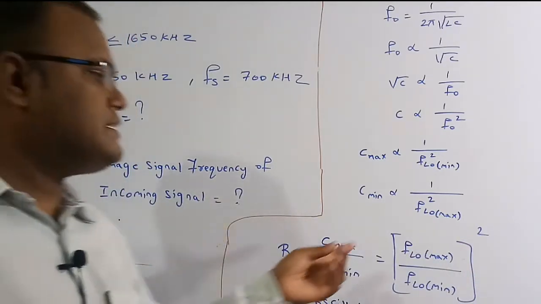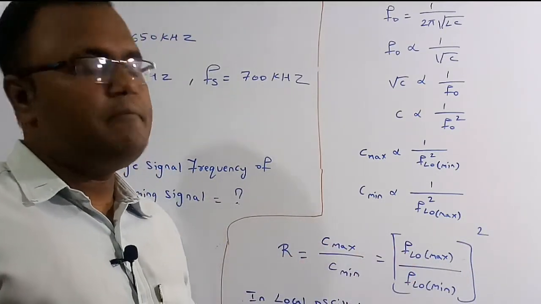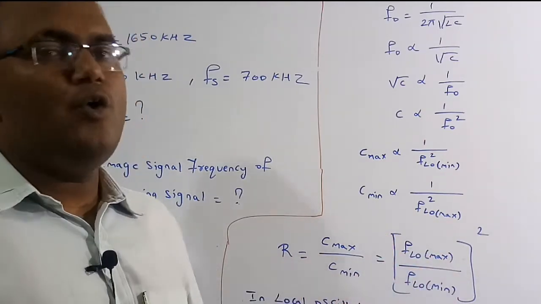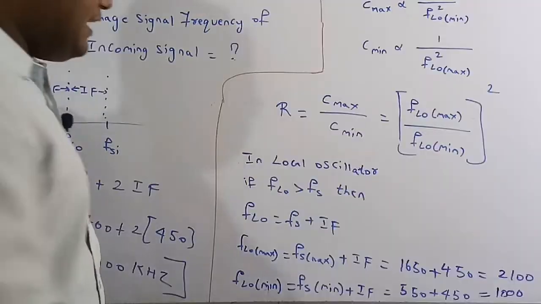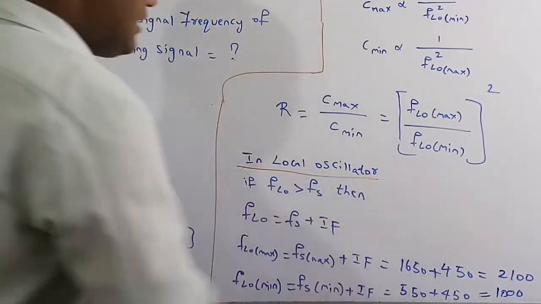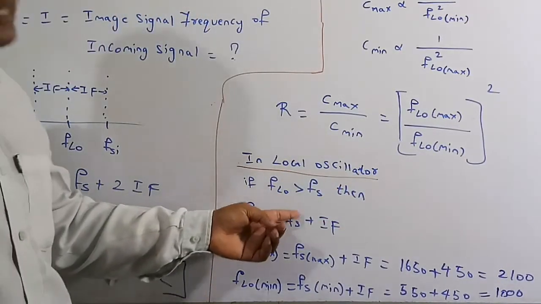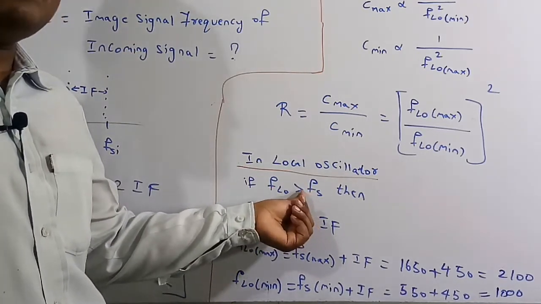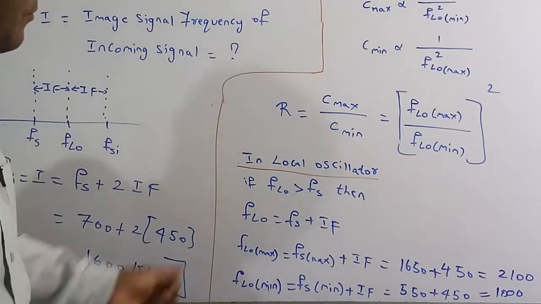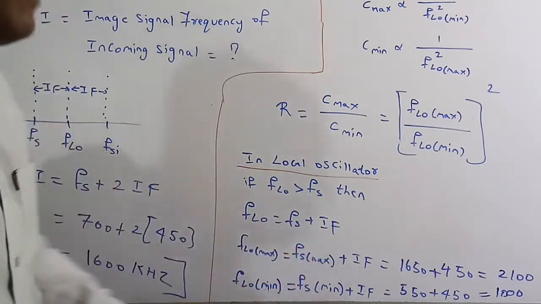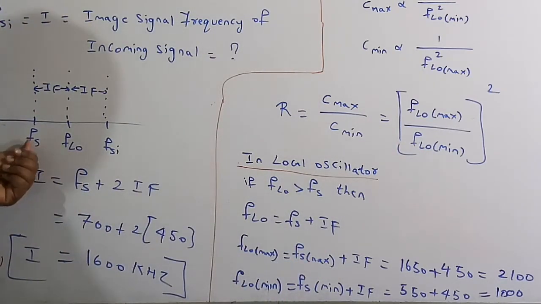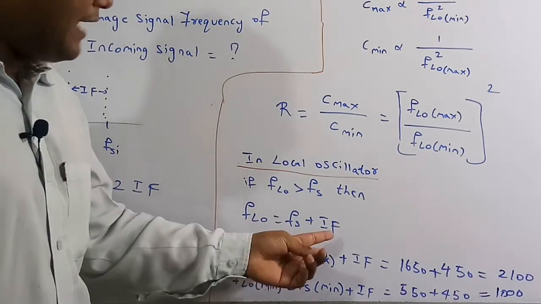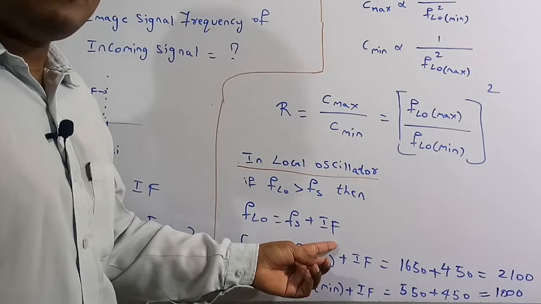So we need to find what the FLO maximum and FLO minimum are, and then we need to substitute those values, and we are going to get the value of R. So in a local oscillator, if the FLO is greater than the Fs, meaning the local oscillator frequency is greater than the incoming signal frequency, then always FLO is equal to Fs plus IF. Yes, FLO is equal to Fs plus IF.